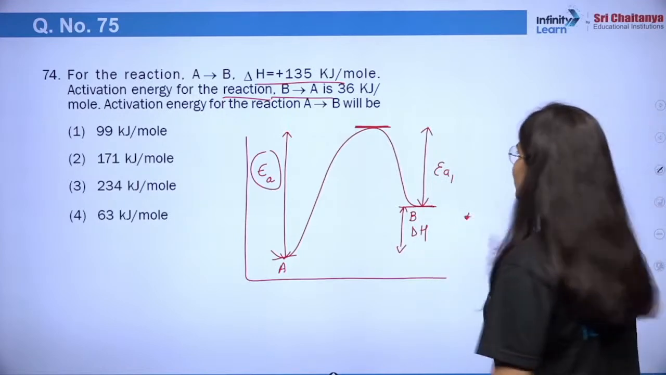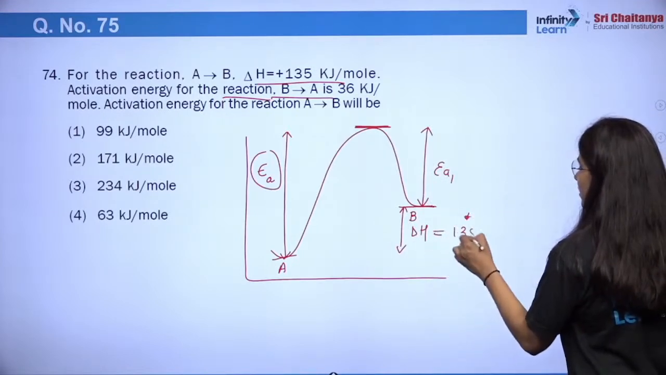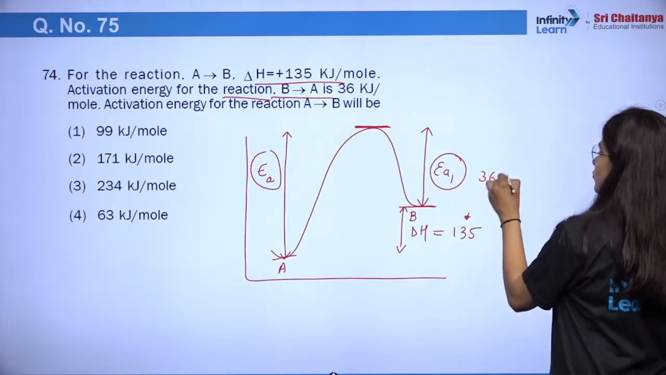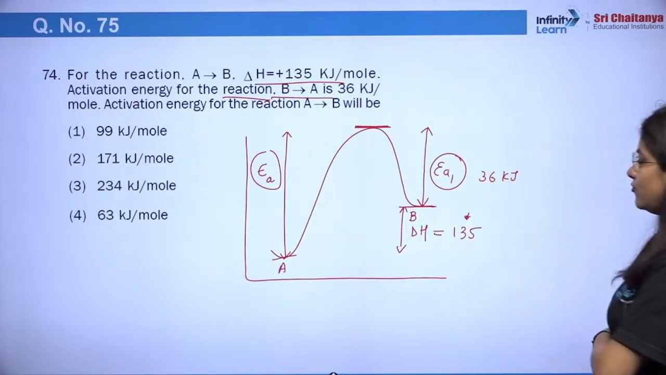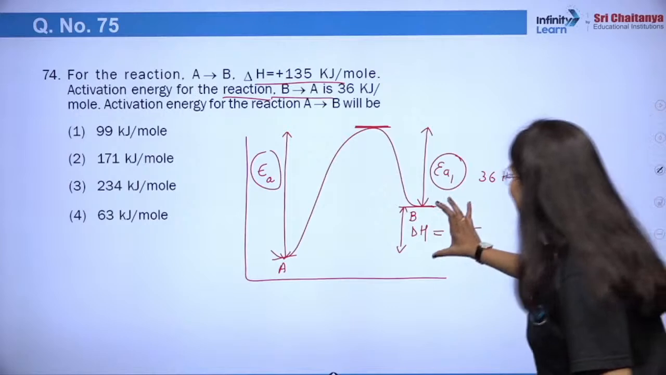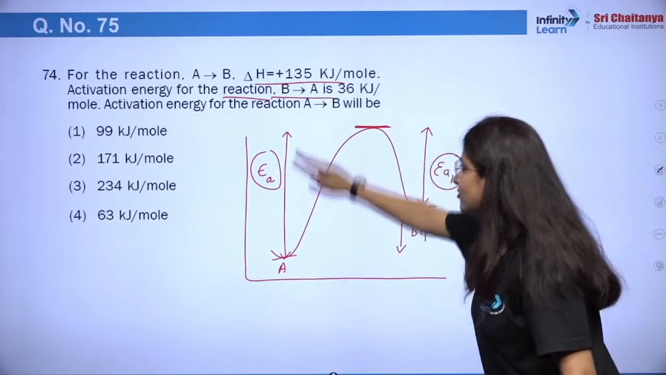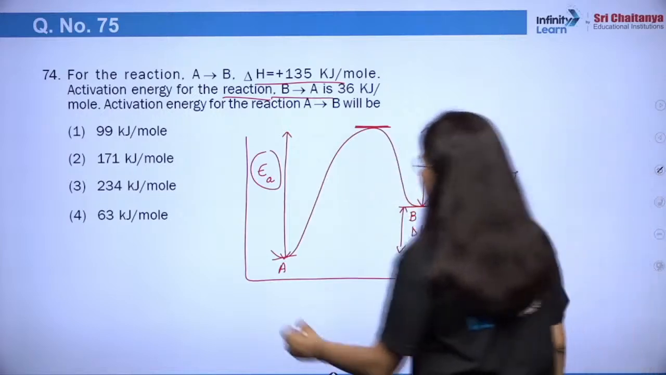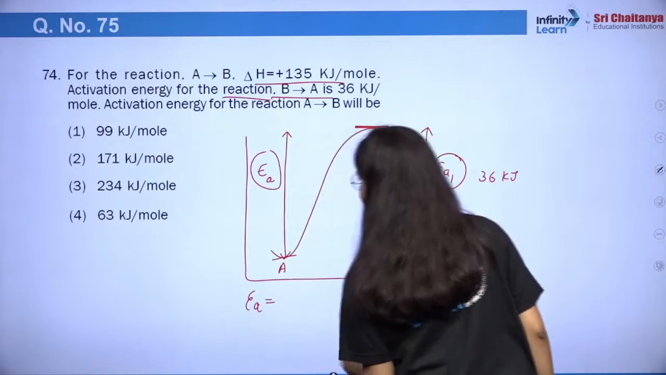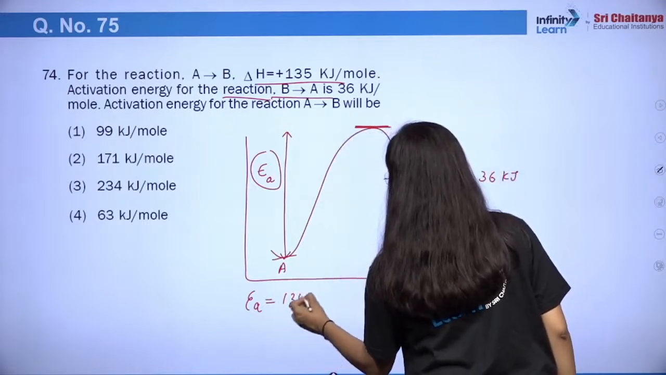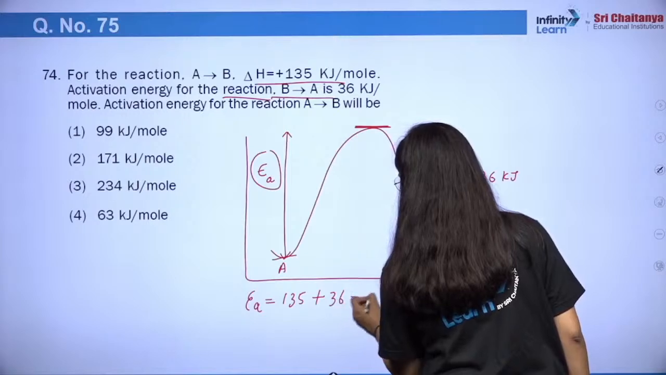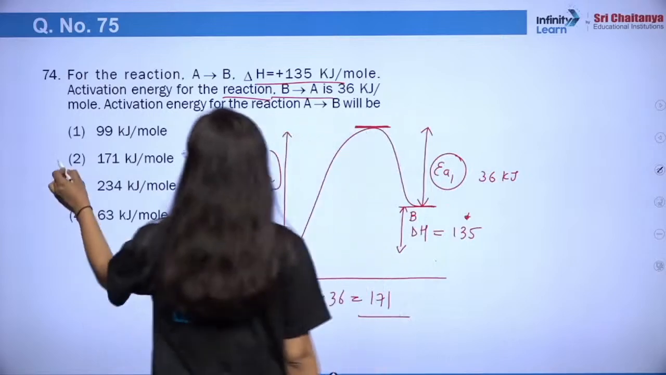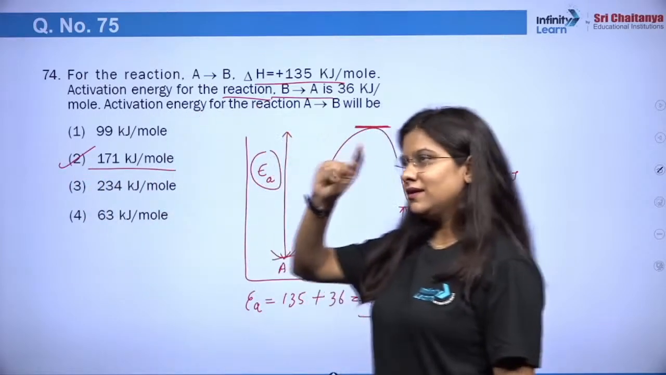The delta H data is given to me, that is 135, and this activation energy is also given to me as 36 kilojoule. From the diagram you can see that when I add these values, I will get the activation energy of this entire hill, for the conversion of A to B. So it will be 135 plus 36, so it will be 171 kilojoule per mole. Is the option there? Yes ma'am, the option is there. The option is again victory.